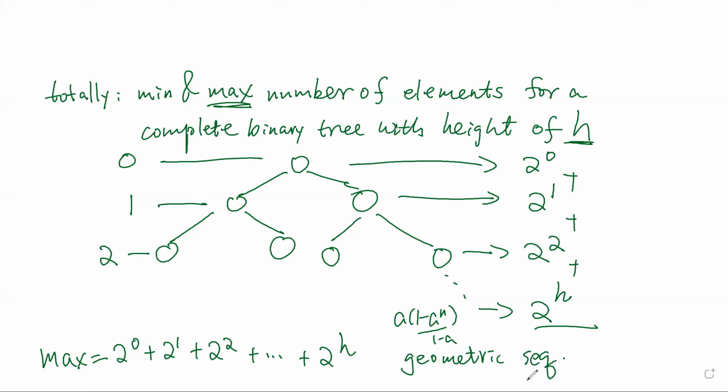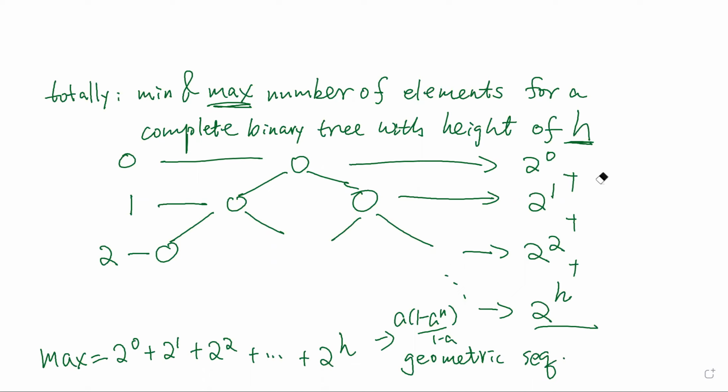So from your math, you can find the summations by following a certain formula, and that gives us the total number. So this is the maximum. And what's going to be the minimum case? The minimum case, then it's going to be what? Then you don't have all of this.